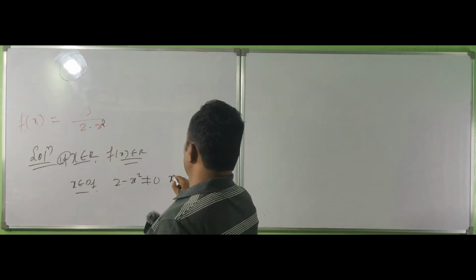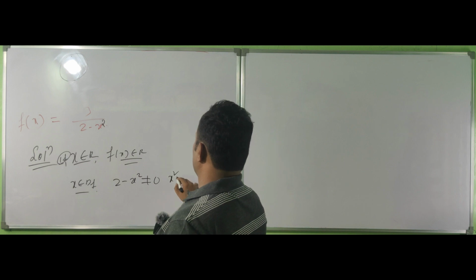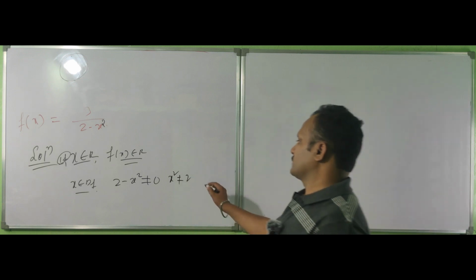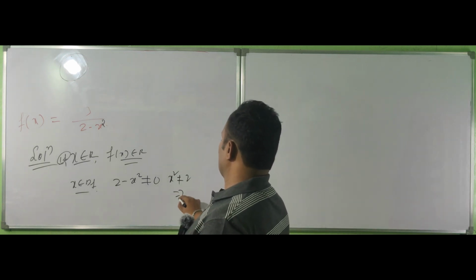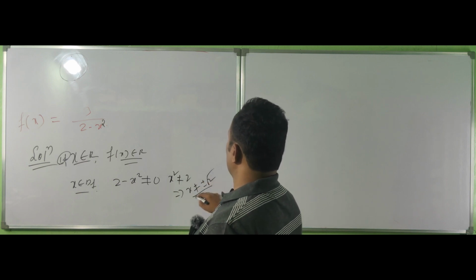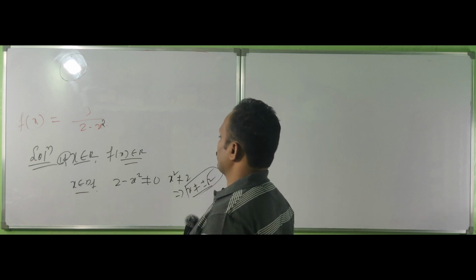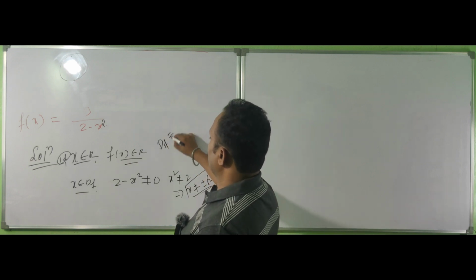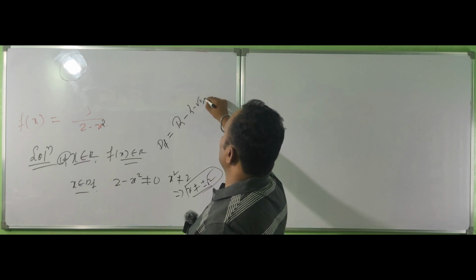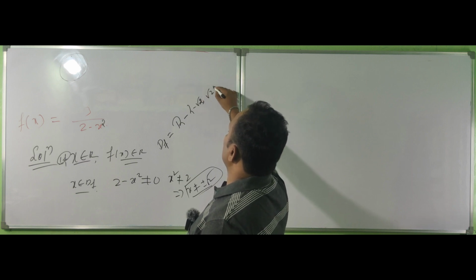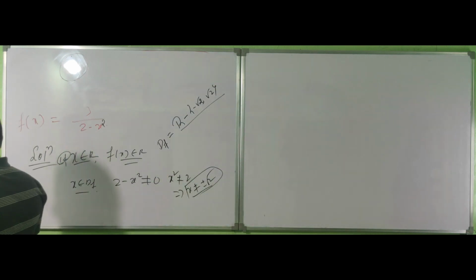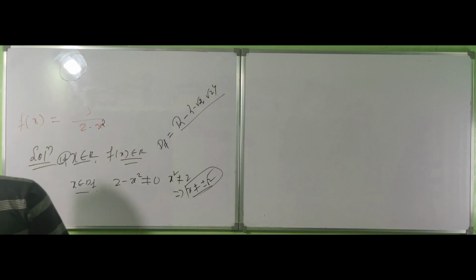x square is not equal to 2, and this becomes x not equal to plus or minus root 2. Therefore, domain D of f is equal to R minus minus root 2 and plus root 2. Two elements only. D f is R except the elements minus root 2 and plus root 2.